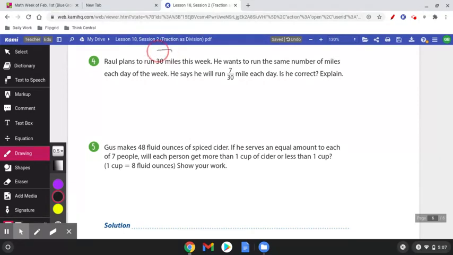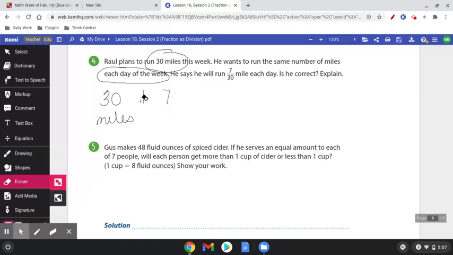We have 30 miles, and he wants to do it the same amount each day. Okay. So what's being divided up? Well, the 30 miles is being divided up among the 7 days of the week, and that should look like a division problem.